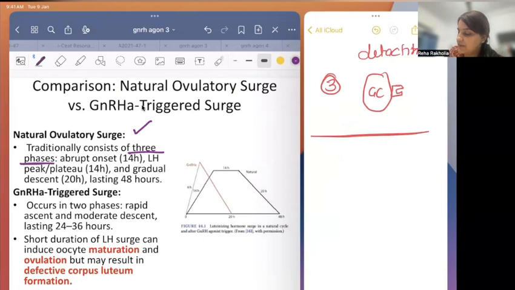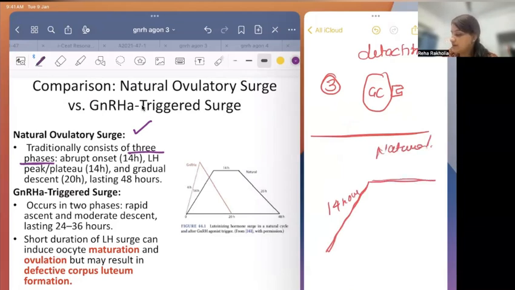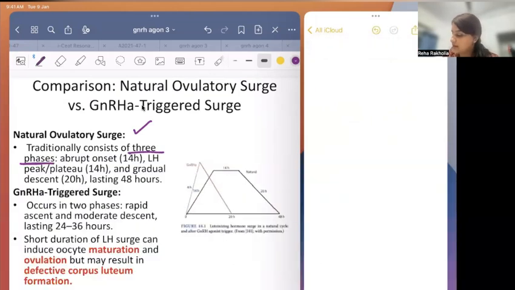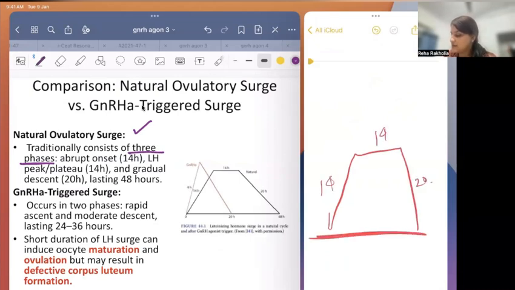First is the abrupt onset, which will be of 14 hours. This is the natural surge. Then its plateau phase will be of 14 hours. Then there will be a gradual descent that will be of 20 hours. So 14 and 20 hours. This is the natural surge.